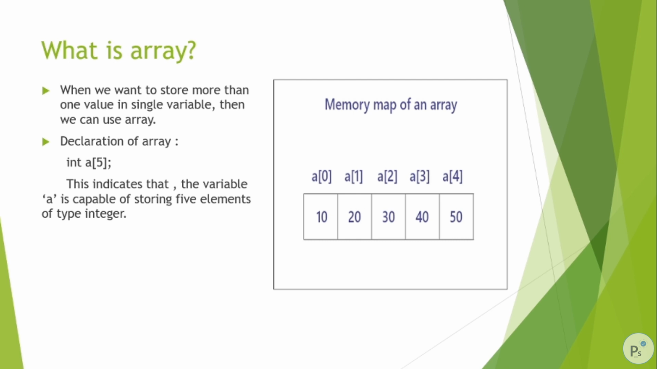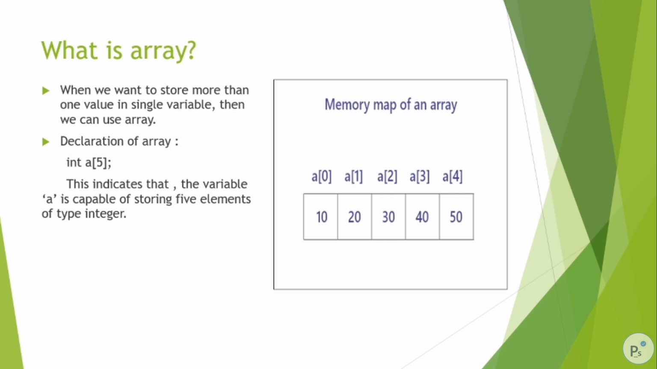So how can we declare an array? int a[5] means we have declared a variable that is capable of storing 5 integer elements. If we want to declare a float array, we can do that too. float a[5] means we will be able to store 5 elements of data type float.